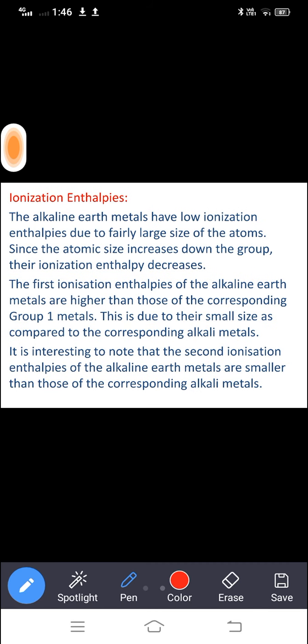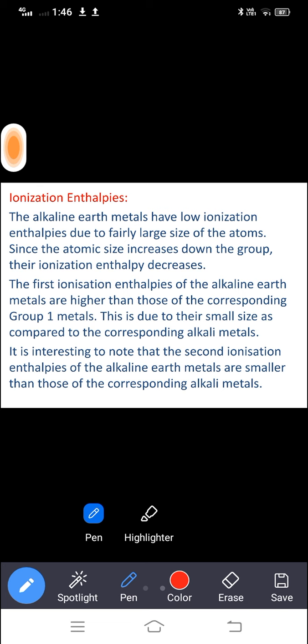Ionization enthalpy. What will happen to the ionization enthalpy? Ionization enthalpy, as already said, is the amount of energy required to remove the outermost electron. When I compare to the alkali metals, the size of the alkaline earth metals is small. If the size is small, the ionization enthalpy will be large. The ionization enthalpy compared to the alkali metals will be large. That is one concept.